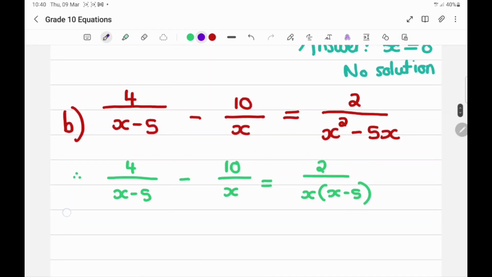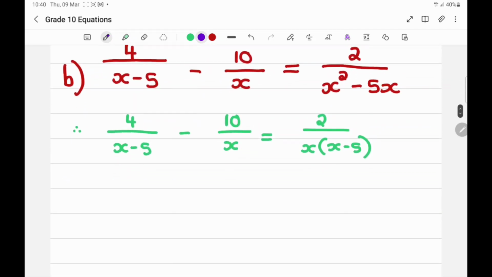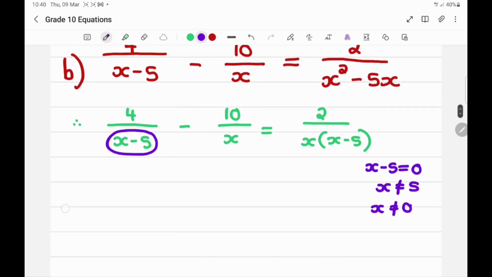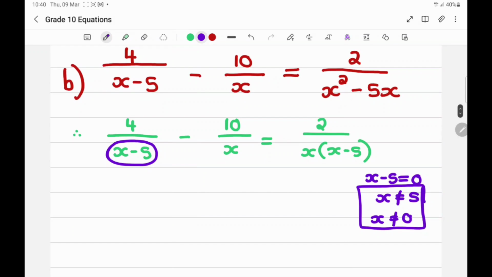What would our restrictions be if you look here? Remember that underneath it can't be equal to 0, so x can't be 0. If I make that expression equal to 0, I will see that x can't be 5. X also can't be 0, and over here, if you had to throw it over, x also can't be 5. So basically, there are your two restrictions: x can't be 5 and x can't be 0.